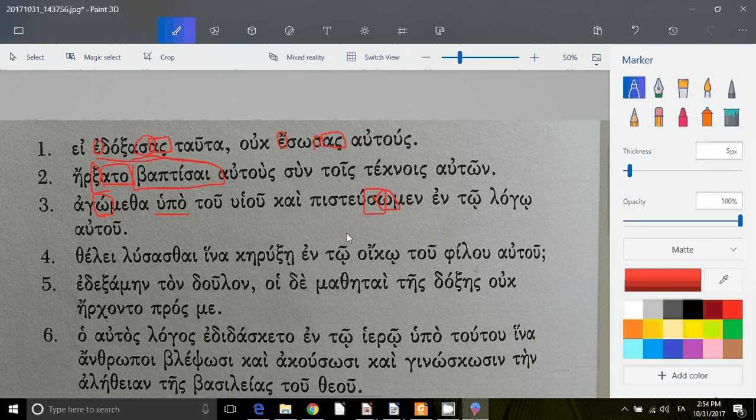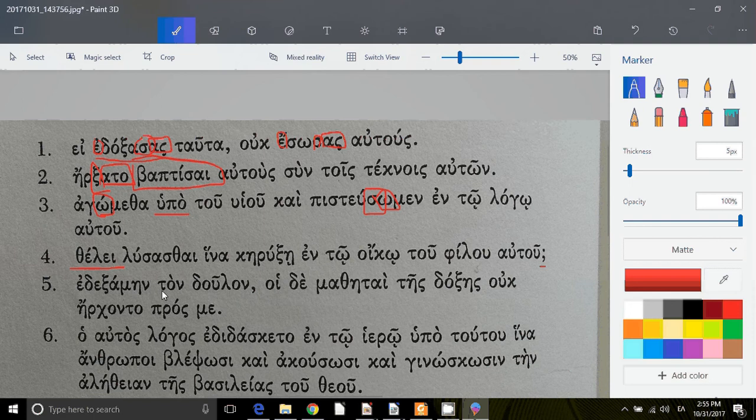Number 4. Thelei lusasthai hina kerixe en to oiko tou philou autou. So it's a question. I note my question mark here at the end. So this is my main verb, thelei, present indicative active, third person singular. Nice to see one of those.